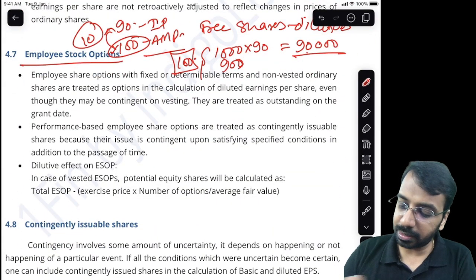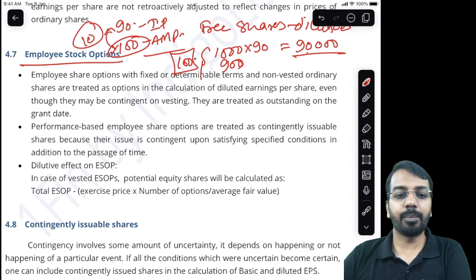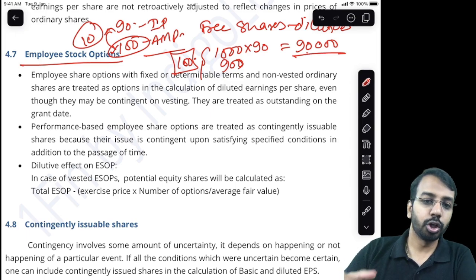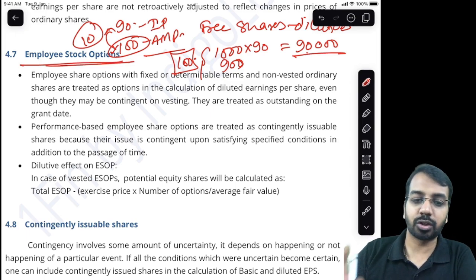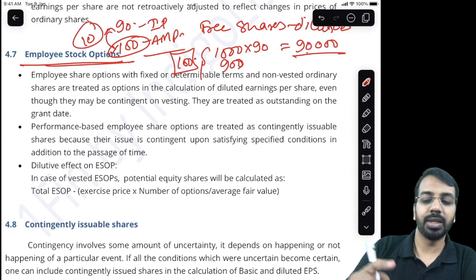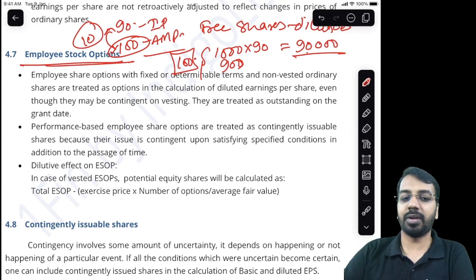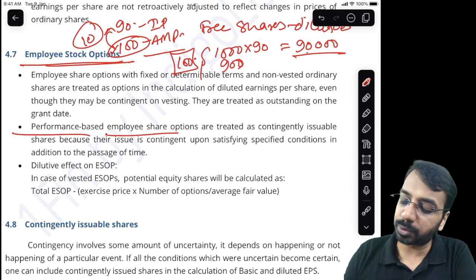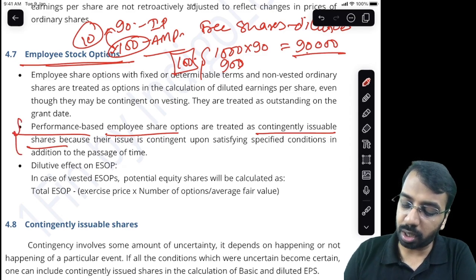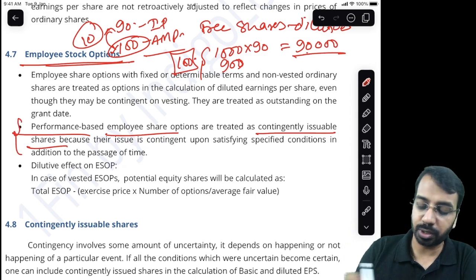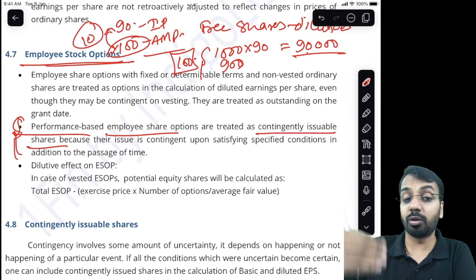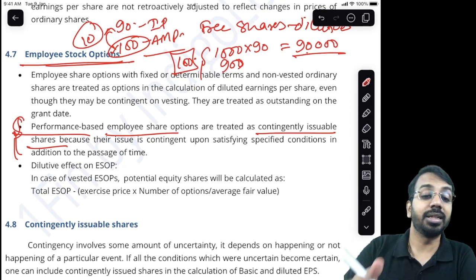Then employee options. For employee stock options, where stock options are to be issued to employees, this is based on two types of condition. One is the service condition, that is, as time passes it is vested. The second is the performance condition. If they are performance-based employee share options, they are contingently issuable shares, and hence they are not separately treated for diluted earnings per share. So you will treat them as contingently issuable shares, and we include them in the calculation of EPS only if the contingency is satisfied.